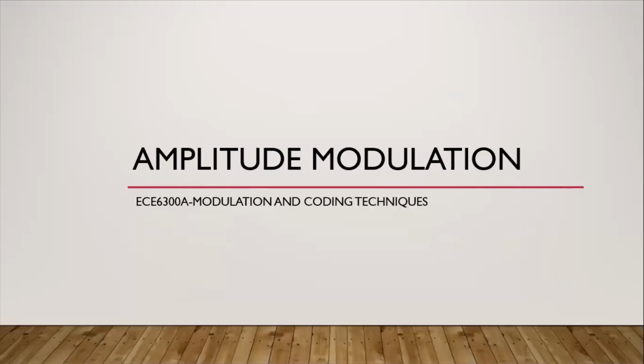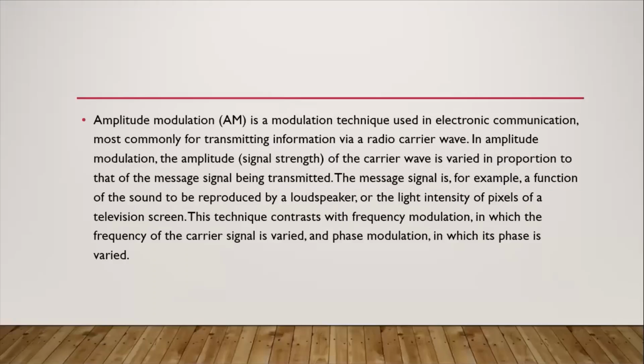Okay, today's topic will be amplitude modulation. First, we discuss what is amplitude modulation. As you can see in this topic, amplitude modulation is a modulation technique used in electronic communication, most commonly for transmitting information via a radio carrier wave.